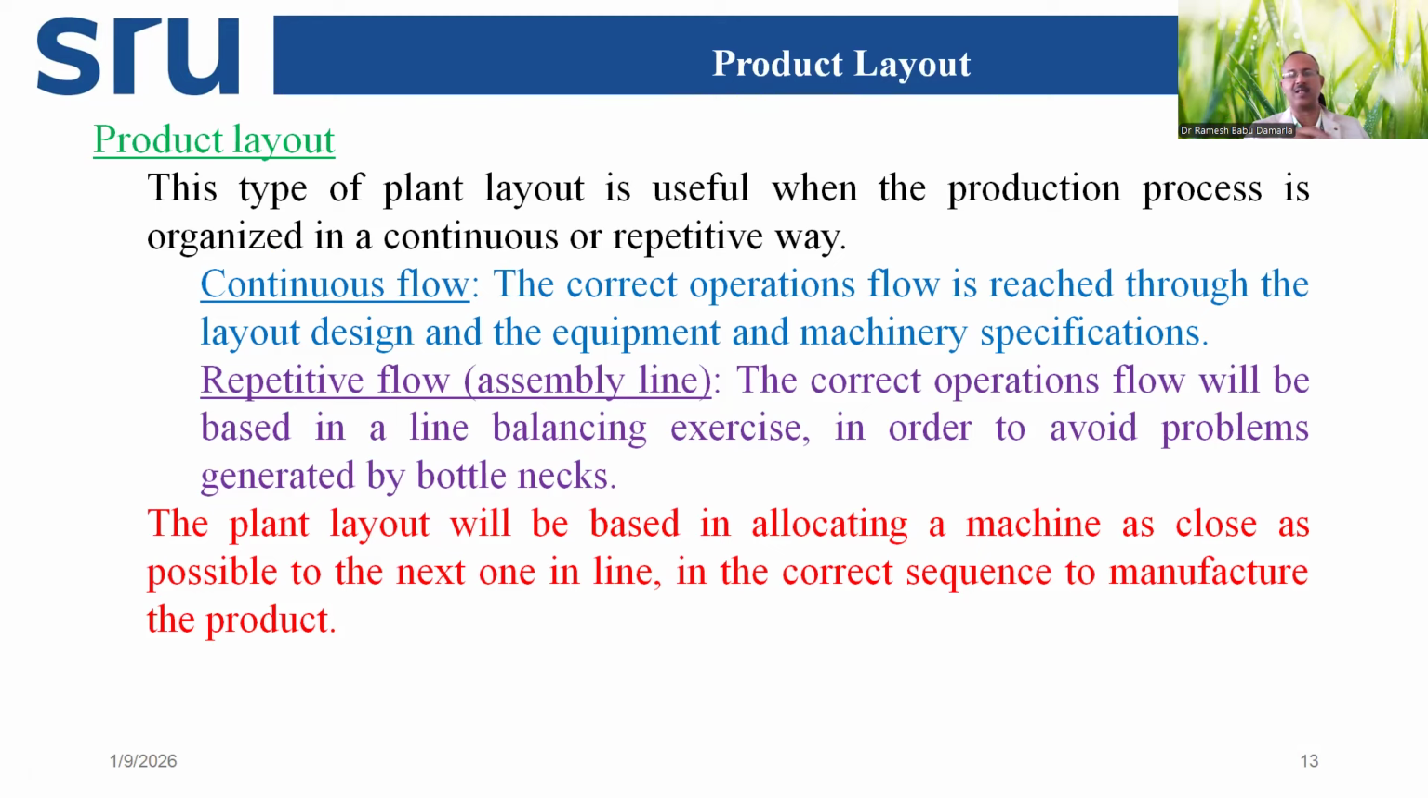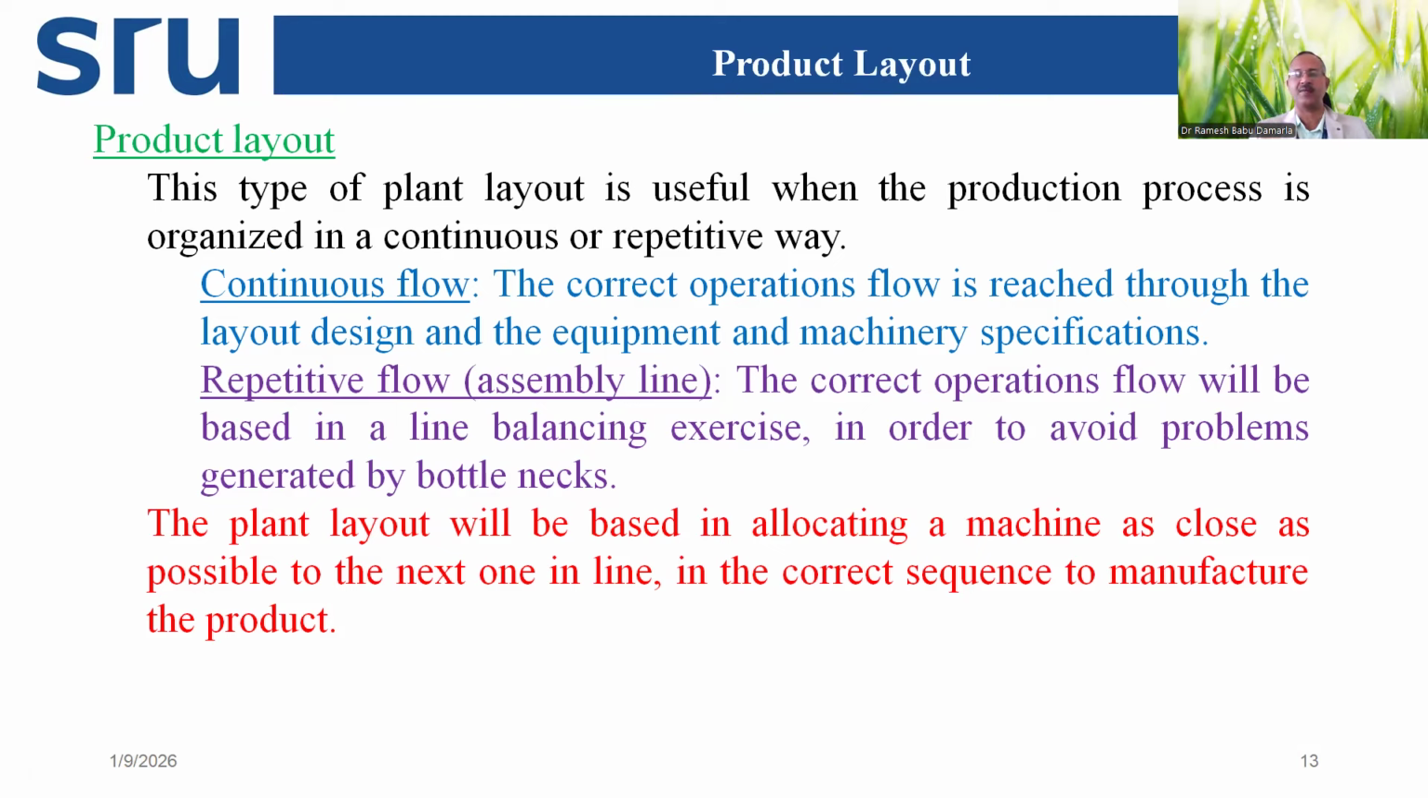So these five machines are in a row, operations are in a row. When you want to make a large quantity of chocolates, this product layout suits. So the correct operations flow is reached through the layout and design of the equipment and machinery specifications. And we can see it in assembly lines and repetitive flow. Correct operation flow will be based on a line balancing exercise, like a refrigerator manufacturing assembly line.